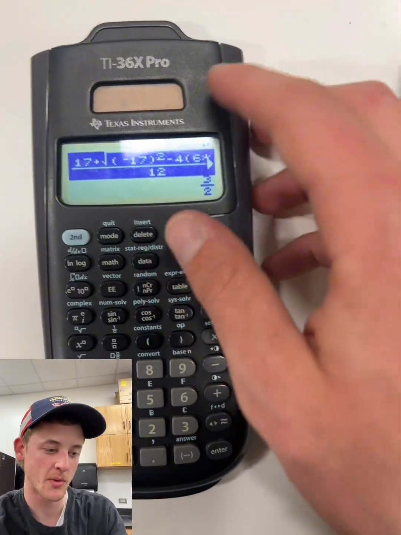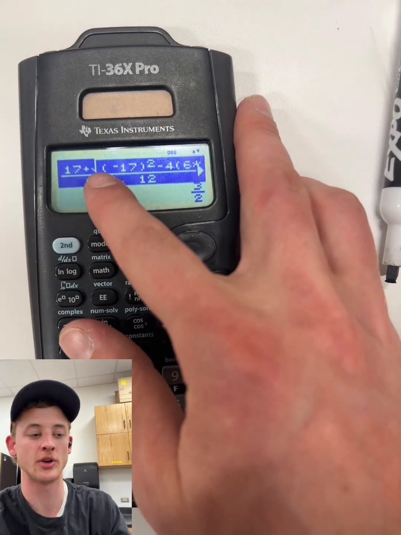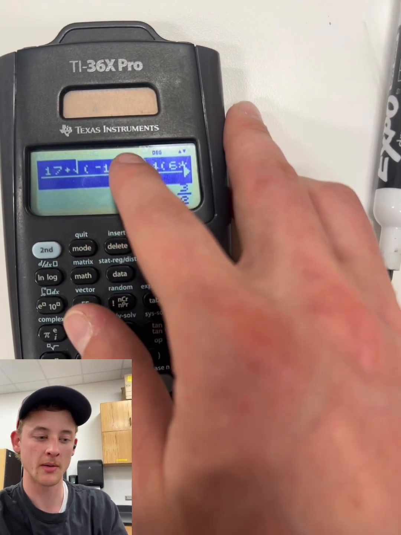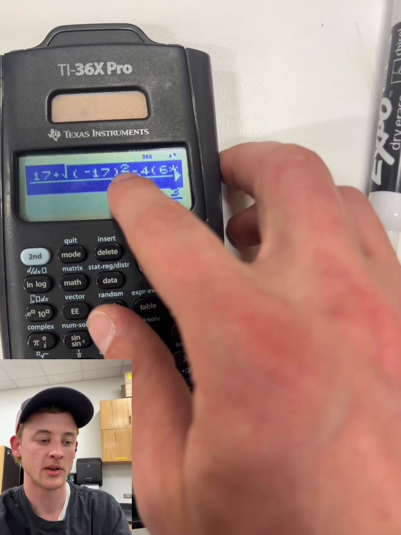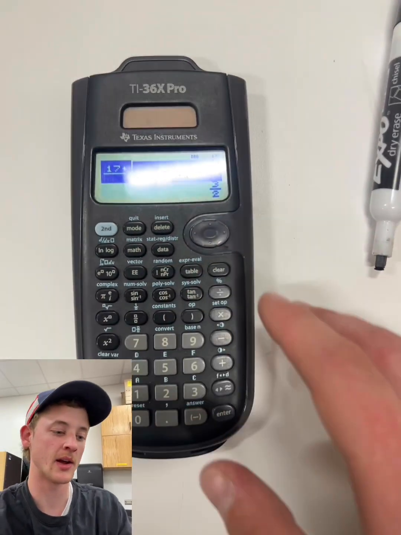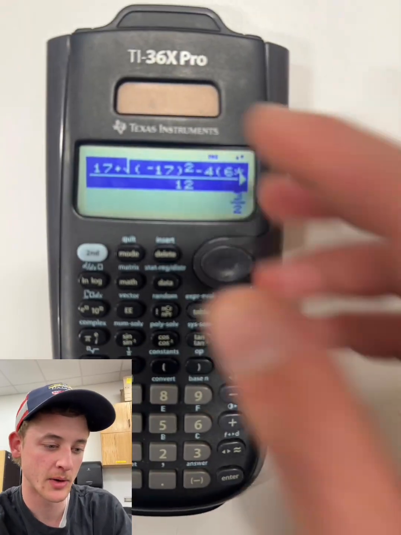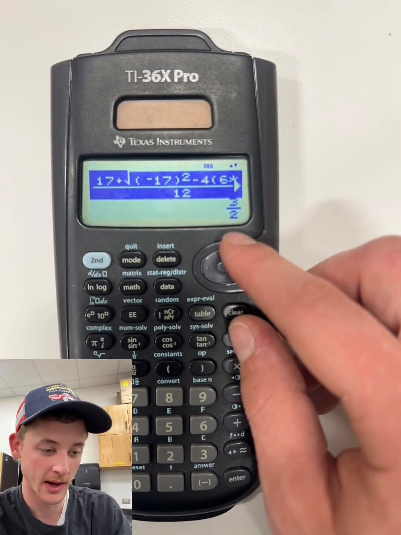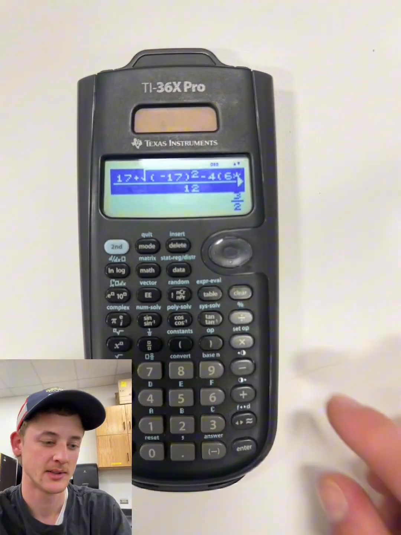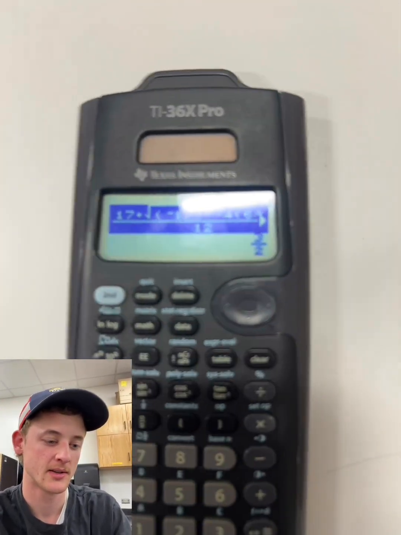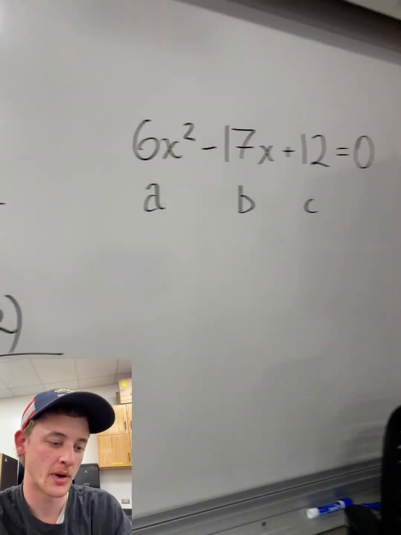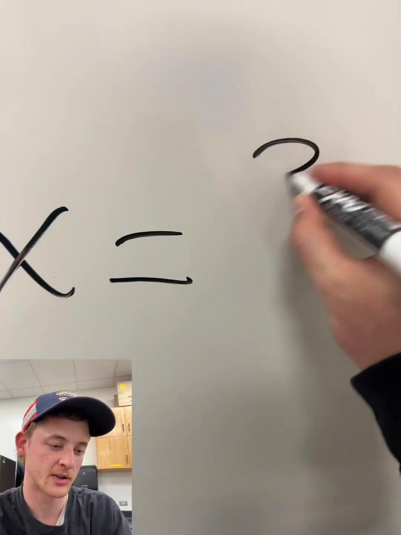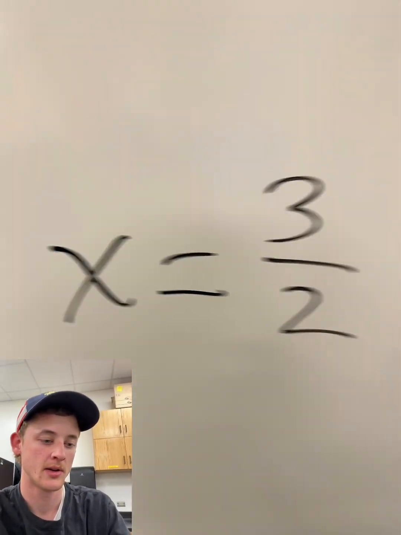Alrighty, so we can see when we put it in the calculator, we've got to make sure to either leave out the negative or put in parentheses so that when you square it, it works out well. Because otherwise, it's going to give you the wrong answer. But we can see the answer's 3/2. So we know that x is 3/2. That's one of the answers.